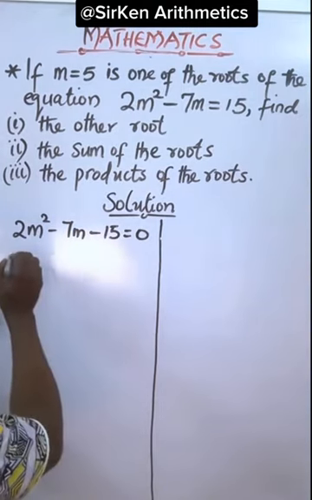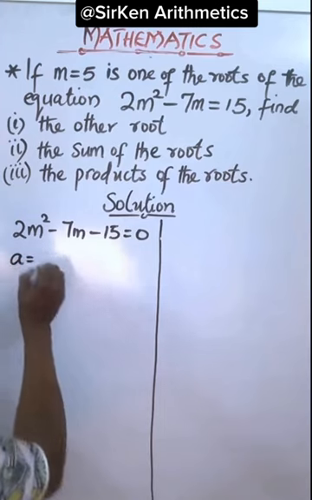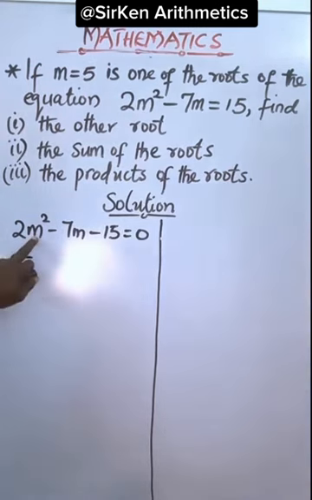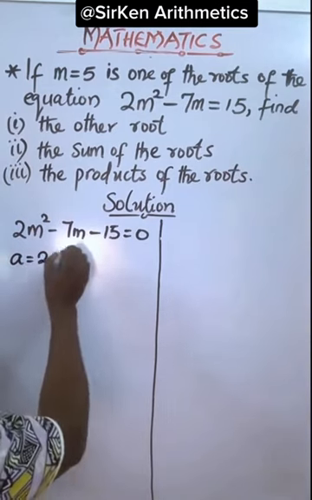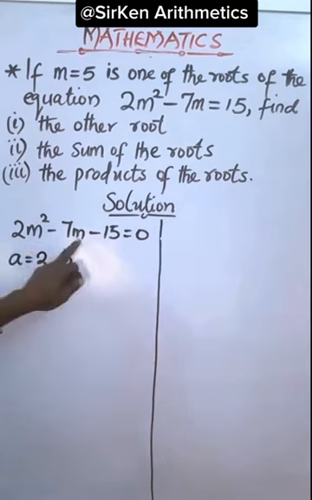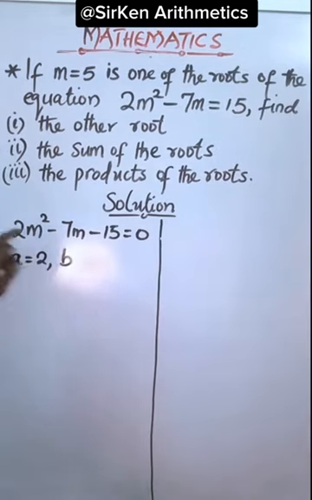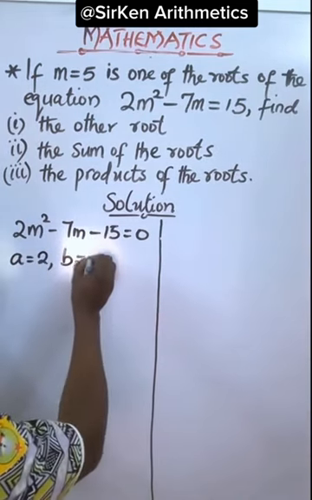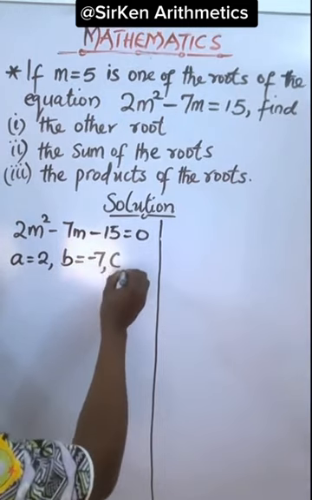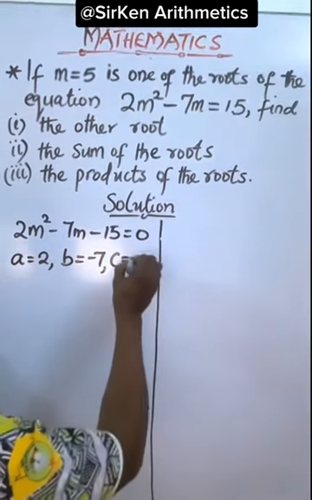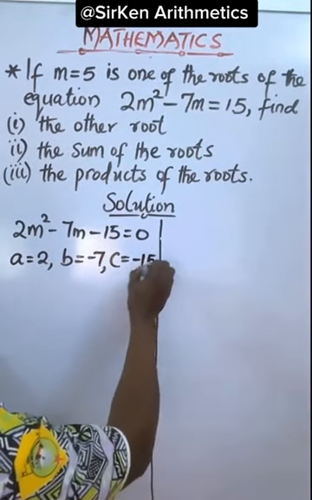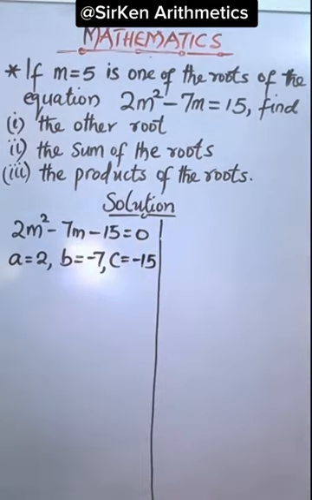All right, here a is the coefficient of m squared, which is what? 2. b is the coefficient of m, which is minus 7, while c is the constant. The constant here is minus 15. Do you understand? All right.